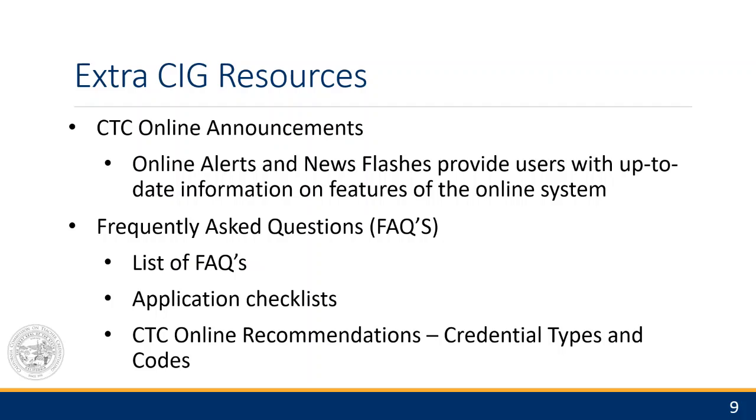Some extra resources that we have on the SIG are the CTC Online announcements. Any online alerts or news flashes can provide users with up-to-date information on specific features that we have on our online system. There's also a list of frequently asked questions, and application checklists if you want to ensure that you have all the information needed and attached to the online recommendations. And then we also have credential types and codes that could be useful as well.